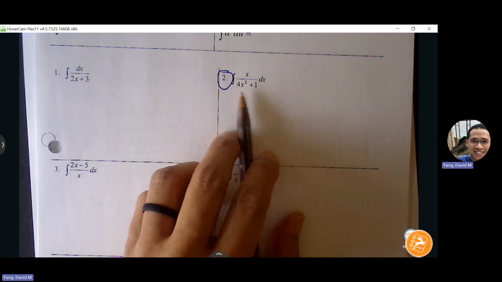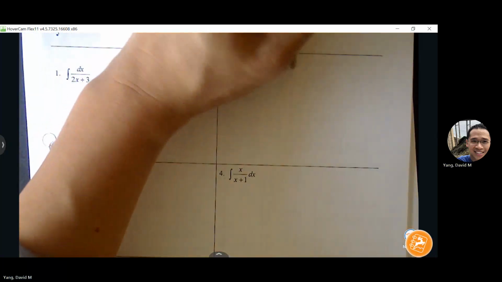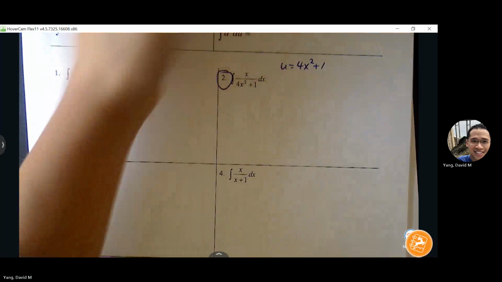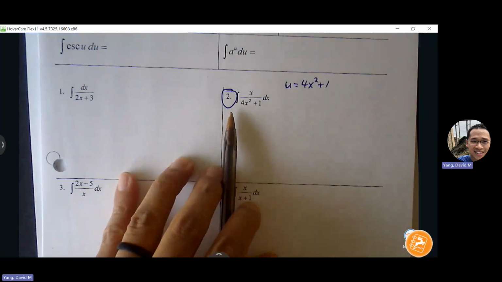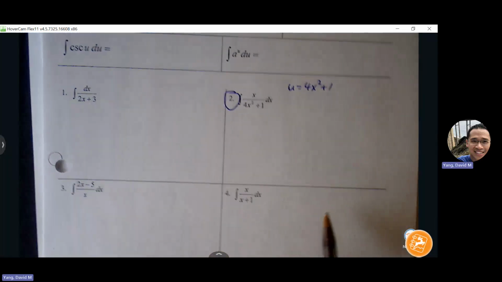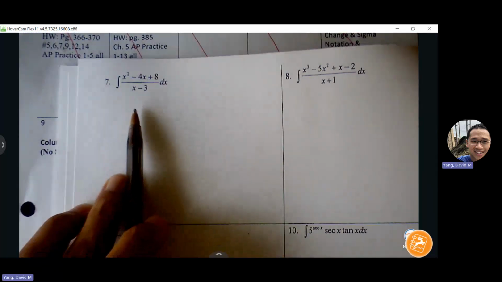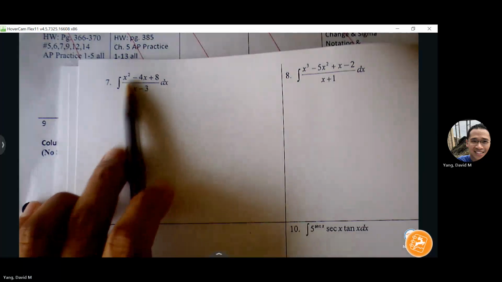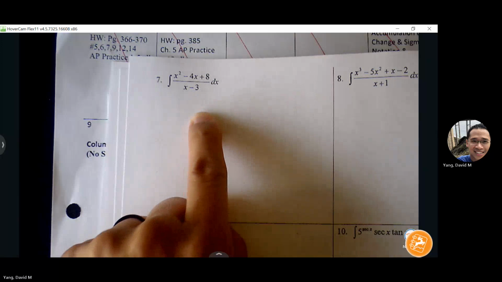What could be our u value then? And then this will turn into a 1 over u problem, and then we do natural log. Okay, let's go to the back here. 7 and 8. We can't rely on power rule because why?